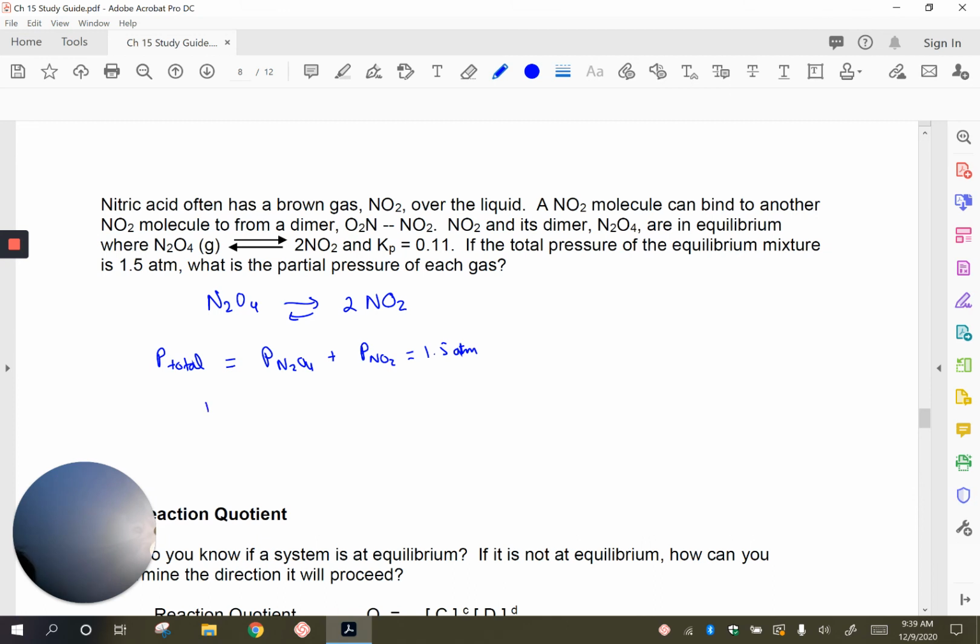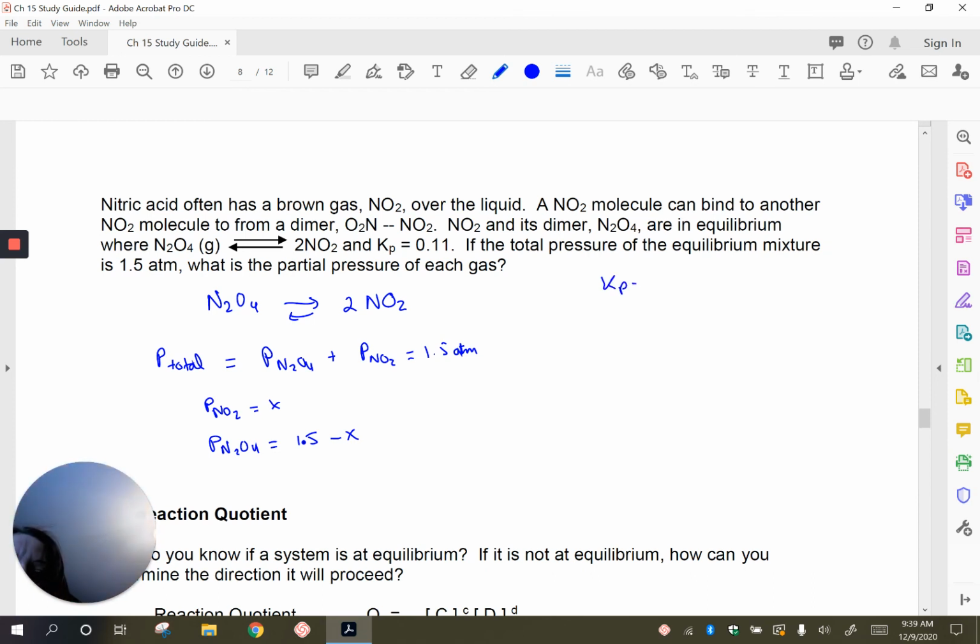So what I could say is, if the partial pressure of the NO2, let's say, was X, then the partial pressure of the N2O4 would be 1.5 minus X. That's all I know. I know that together they add up to 1.5. So if this was X, this would be 1.5 minus whatever that X is, or vice versa. So what I can do now is I can write the Kp expression and plug X in for this and 1.5 minus X in for this, and solve for what X is.